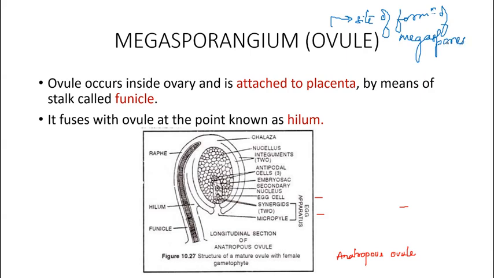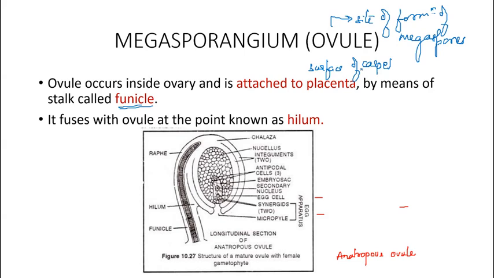The ovule is attached to the placenta by means of a structure known as funicle. What is placenta? Placenta is the surface of the carpel. What is carpel? The carpel is the female reproductive part. To the surface of the carpel, the ovule is attached by a region known as placenta.